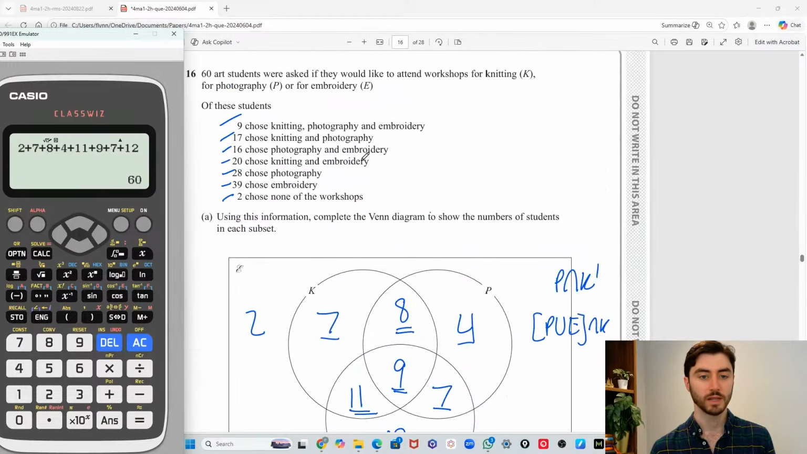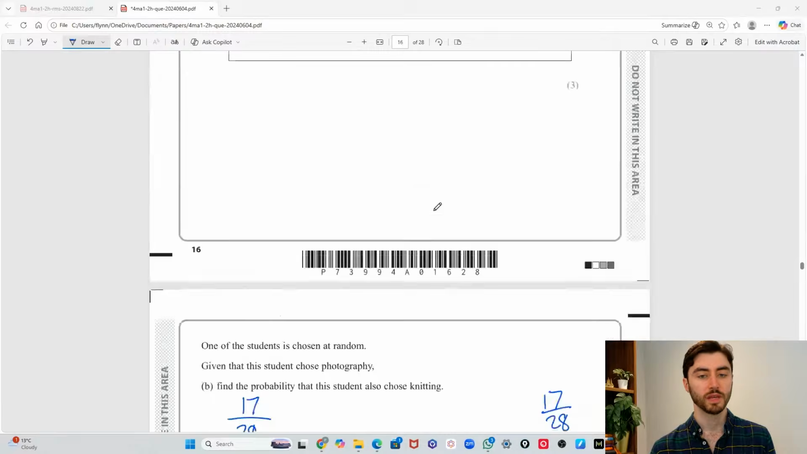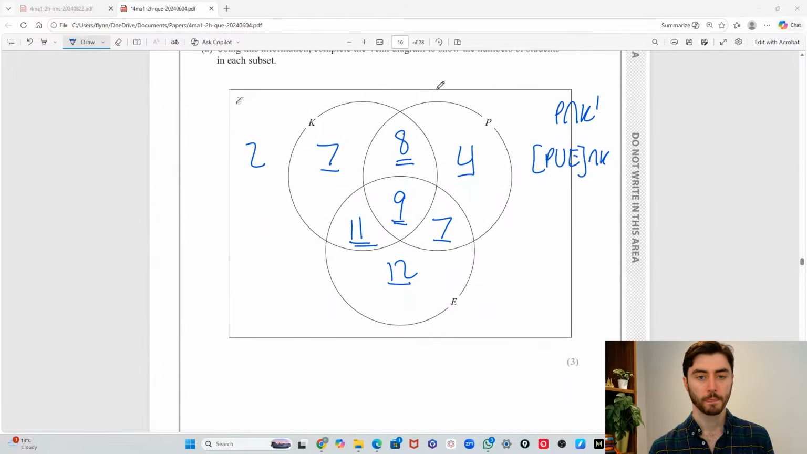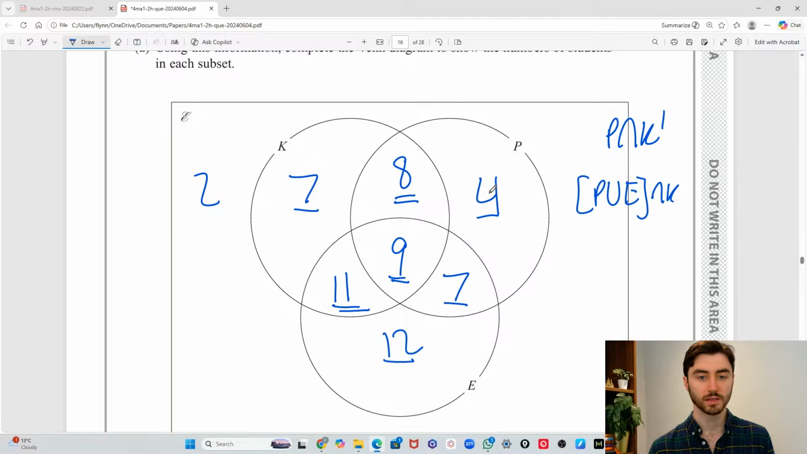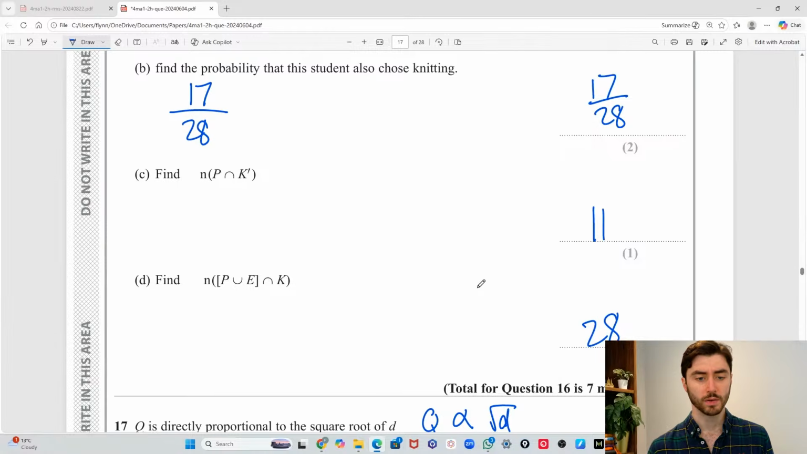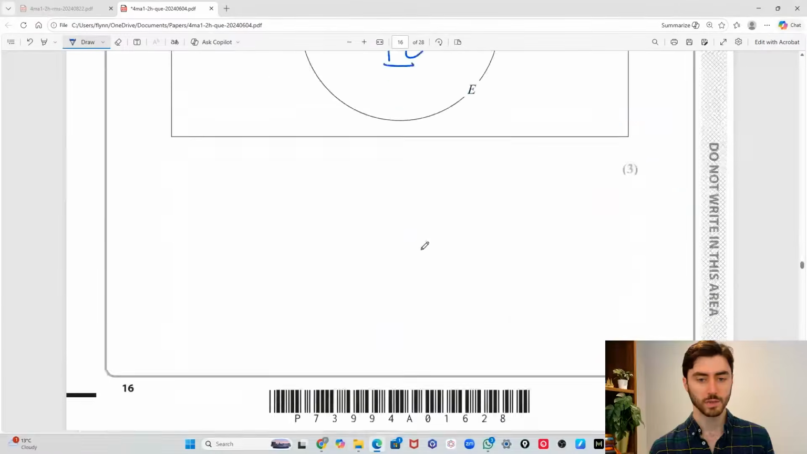So out of the 28 photography, 17 also chose knitting, so it's 17 out of those 28. N of P intersection not K. So it's P and not K, that is these 11. P or E, and it's also K. That is these guys in the middle, so that is 28.